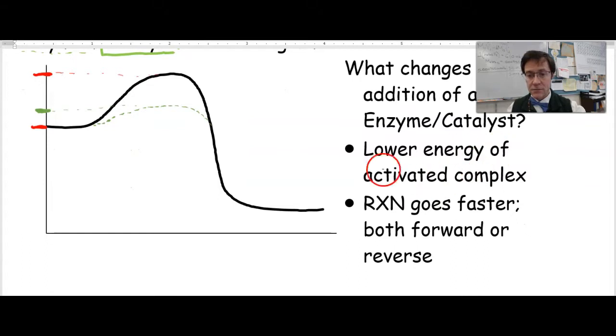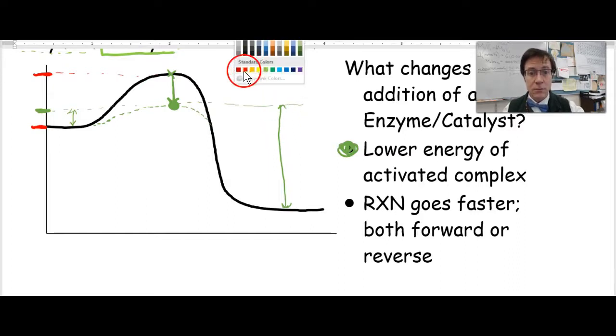Okay? So here's the question: what changes with the addition of an enzyme or catalyst? We have a lower energy of the activated complex, right? So instead of being way up here, it is dropped all the way down to here. So it's here with a catalyst. And if you'll notice, the activation energy is much smaller, right? And look at the activation energy for the reverse reaction. It is definitely smaller than it would be if we did not have the catalyst, right?